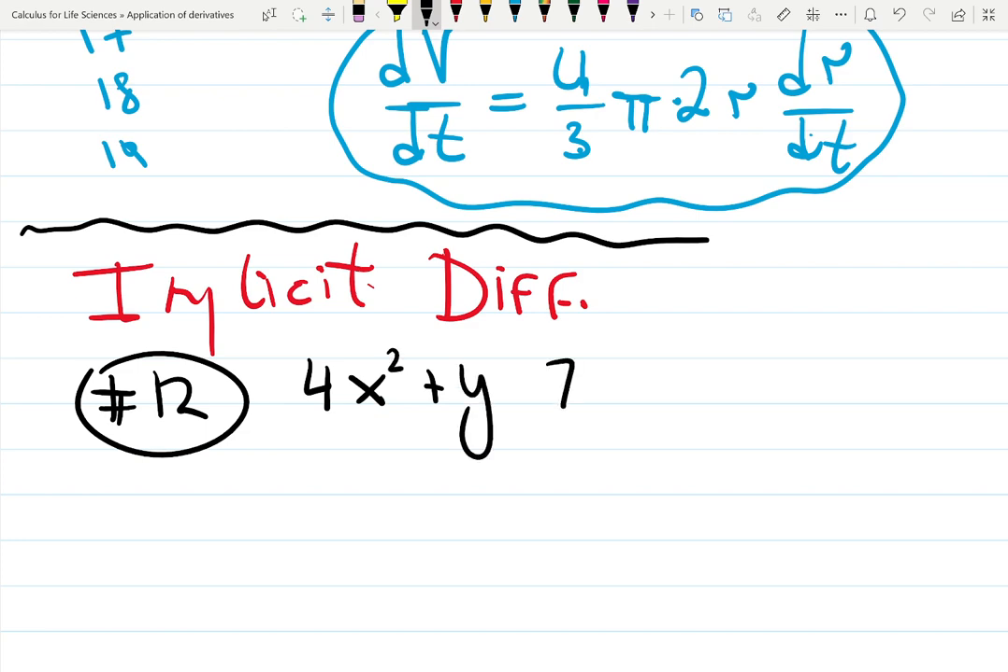Y squared minus 7 equals 8x y minus 3x plus 2y.